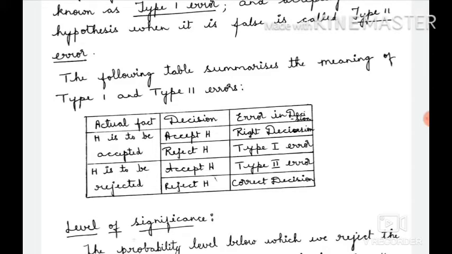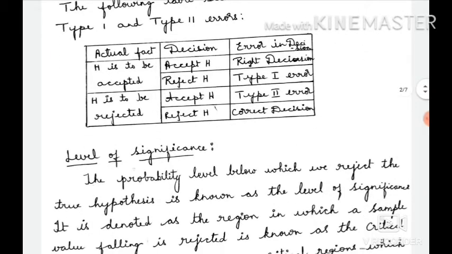When the null hypothesis is true, and you accept the true hypothesis, we are making a right decision. Otherwise, if you reject a true hypothesis, you are committing type 1 error. When the null hypothesis is false, and you accept a false hypothesis, we are committing type 2 error. When we reject such a hypothesis, it becomes the correct decision.